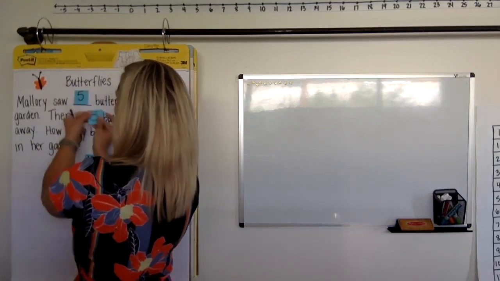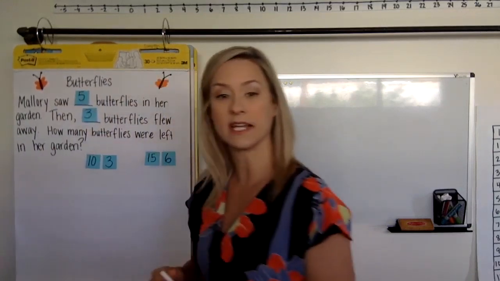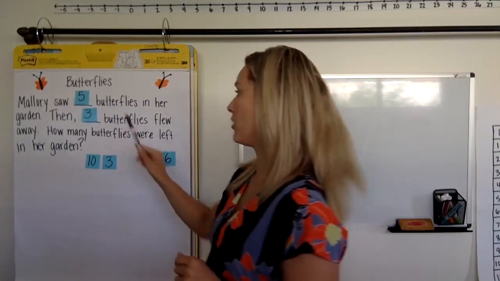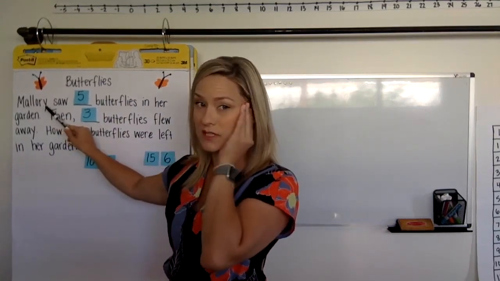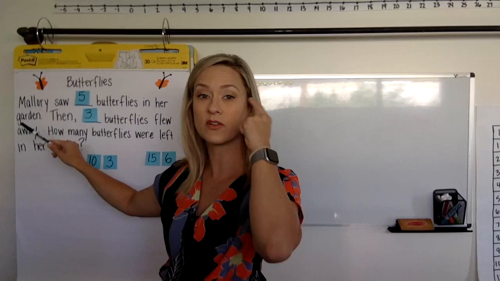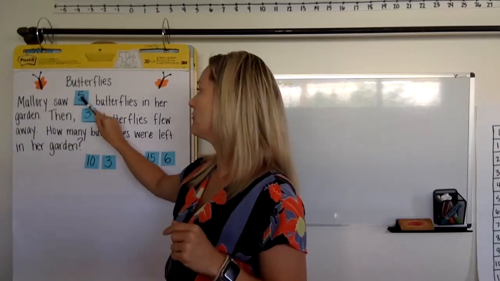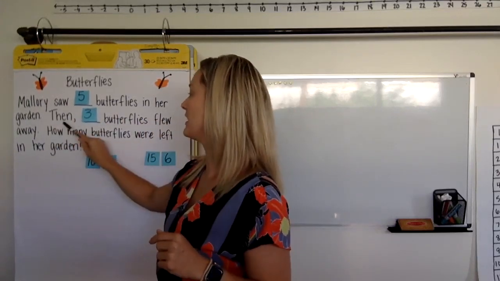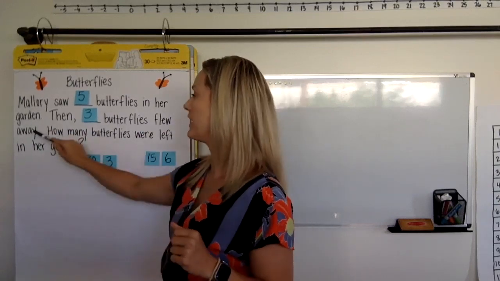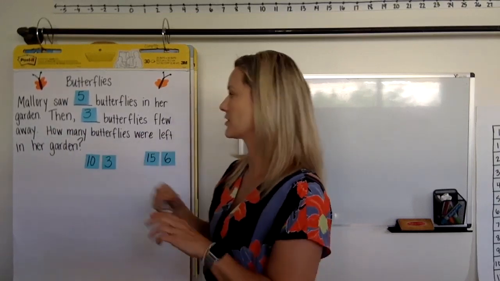So the 5 goes there, the 3 goes there. The numbers must stay in order. And I'll reread it again, making sure to focus on what is happening in the story, so the action. Mallory saw 5 butterflies in her garden, then 3 butterflies flew away. How many butterflies were left in her garden?